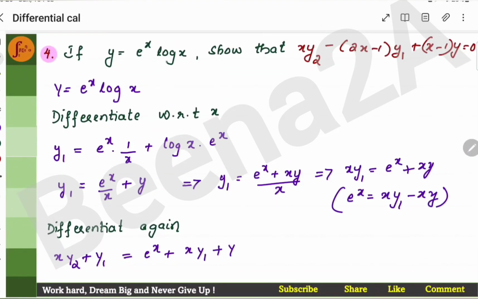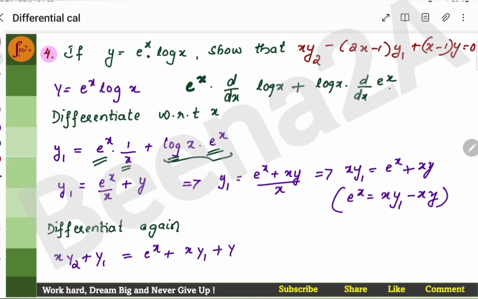y is equal to e to the power x into log x. Now you differentiate. You have to use product rule here, right? It's nothing but e to the power x into derivative of log x plus log x into derivative of the first function, which is e to the power x. So e to the power x, derivative of log x is 1 by x. Log x you have, derivative of e to the power x is e to the power x itself. And then you can substitute. You have e to the power x into log x here, which is nothing but same as y.